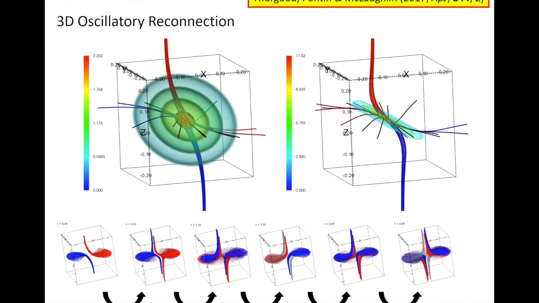And you can see that in the little pictures at the bottom. We're getting spine fan reconnection where essentially the fan sweeps over the spine, but we're getting this in a time-dependent manner. So I've called it three-dimensional oscillatory reconnection. You could also call it oscillatory spine fan reconnection. Again, you get this exchange between the two domains of connectivity.